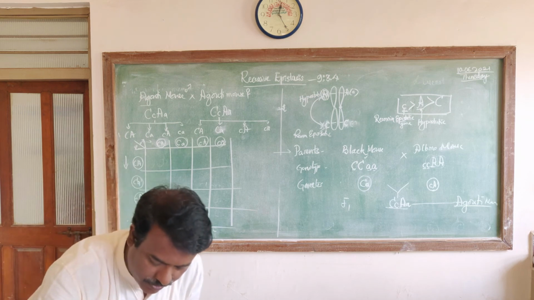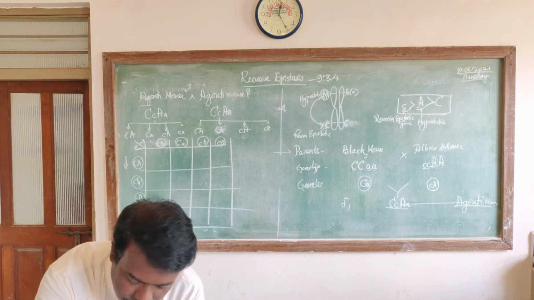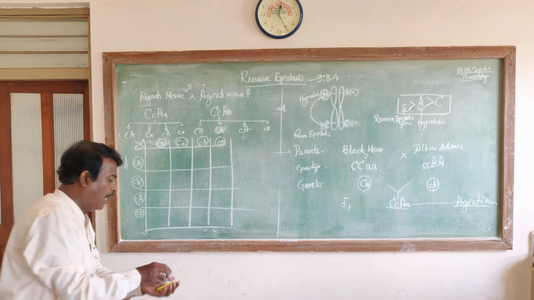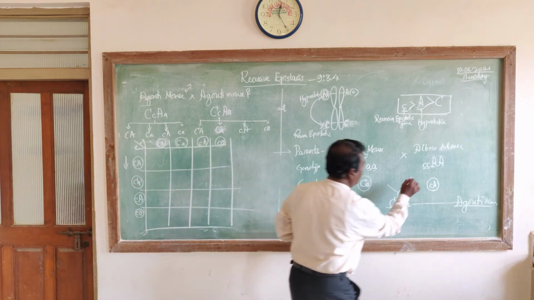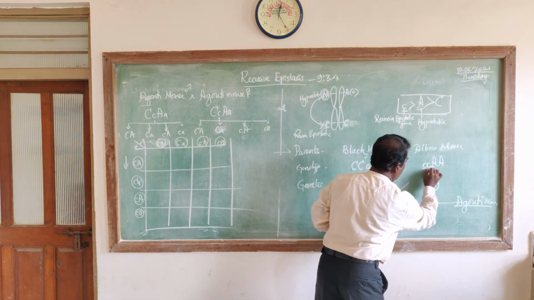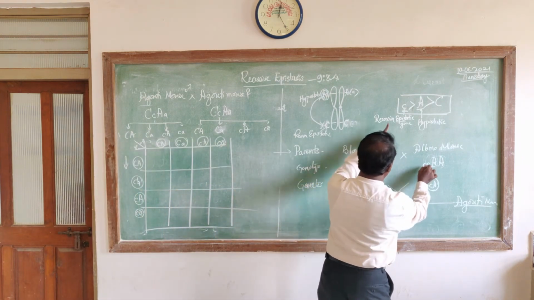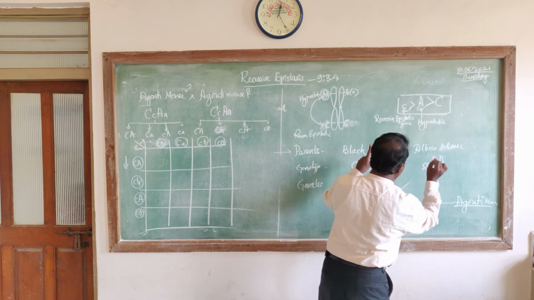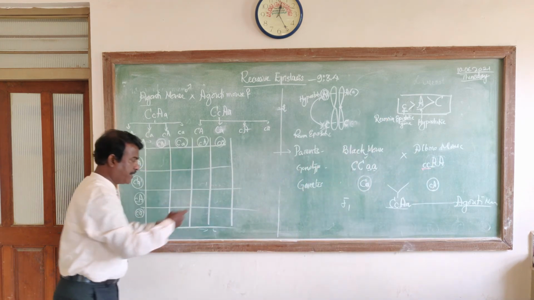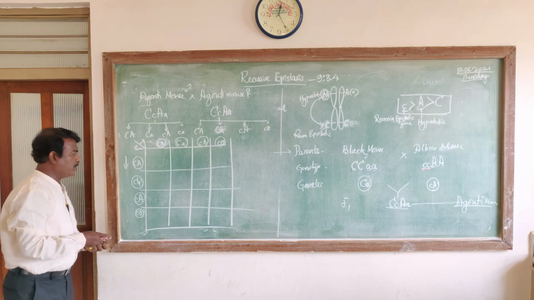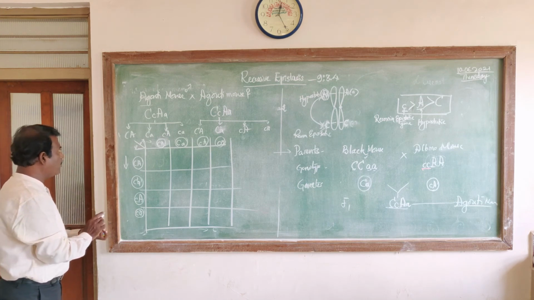I use a colored chalk piece. I want to represent this small c. This is nothing but recessive epistatic gene expression. How is that possible here? Let us try to make out.